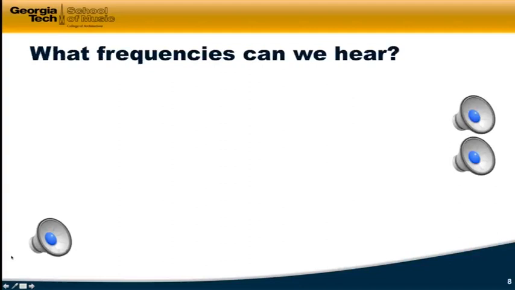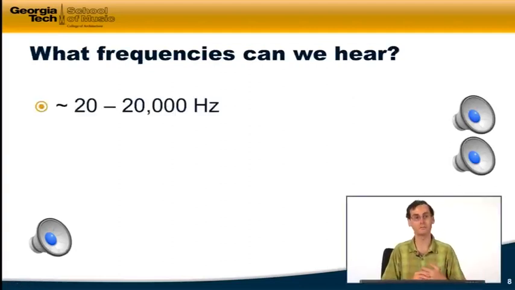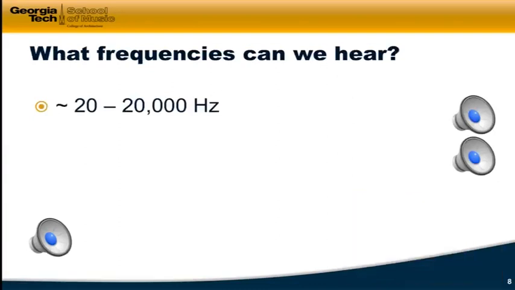So what frequencies can we as human beings actually hear? What you usually see people say is it's from about 20 hertz up to about 20,000 hertz. Here's a chirp sound that sweeps from 20 hertz all the way up to 20,000 hertz so that you can hear that full range of human hearing.